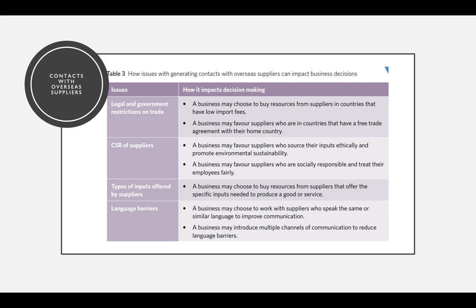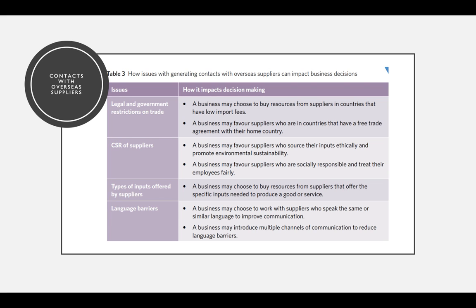Types of inputs offered by suppliers. So a business may choose to buy resources from suppliers that offer the specific inputs needed. So instead of it being, I don't know, an example, if you just need plain flour to make a cake, is it just any type of plain flour, or do you want a specific type? And then you've got your language barriers as well.